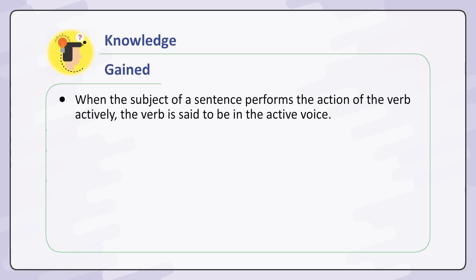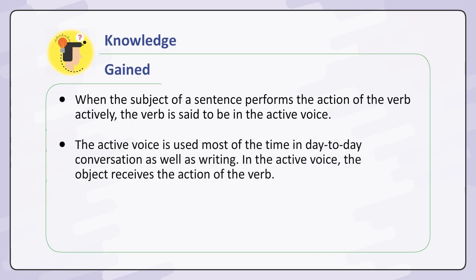Ensure that the be verb agrees in tense with the original question and that the subject-auxiliary verb agreement is maintained. Knowledge gained. When the subject of a sentence performs the action of the verb actively, the verb is said to be in the active voice. The active voice is used most of the time in day-to-day conversation as well as writing. In the active voice, the object receives the action of the verb.